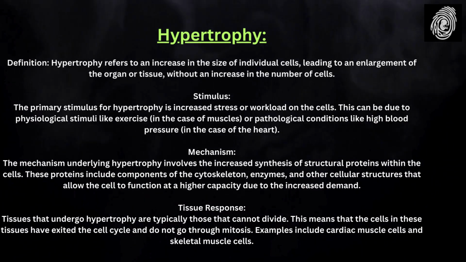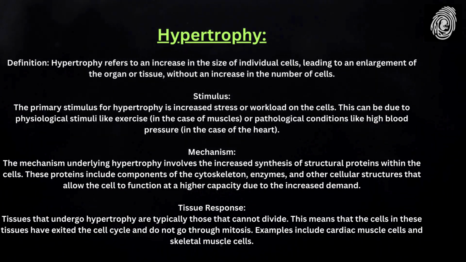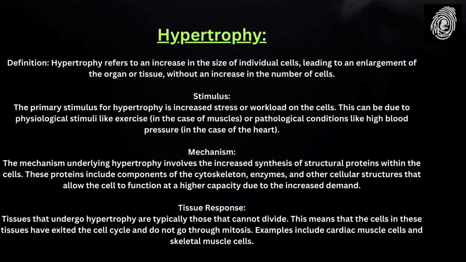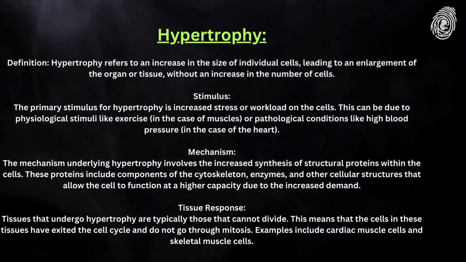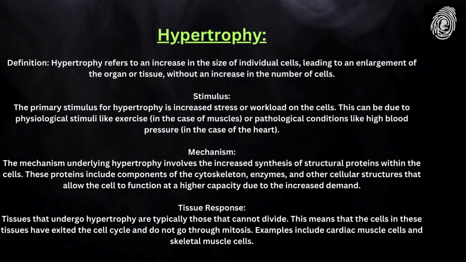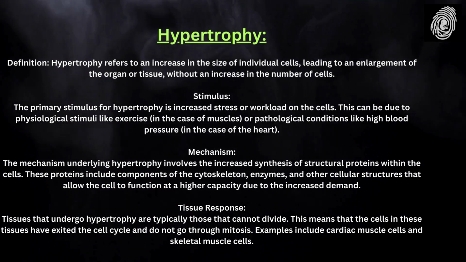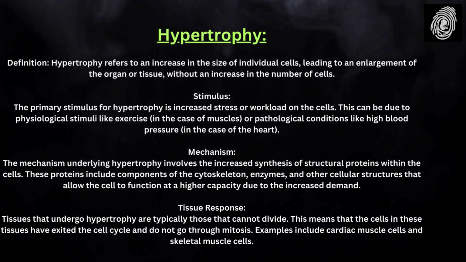Tissue response. Tissues that undergo hypertrophy are typically those that cannot divide. This means that the cells in these tissues have exited the cell cycle and do not go through mitosis. Examples include cardiac muscle cells and skeletal muscle cells.